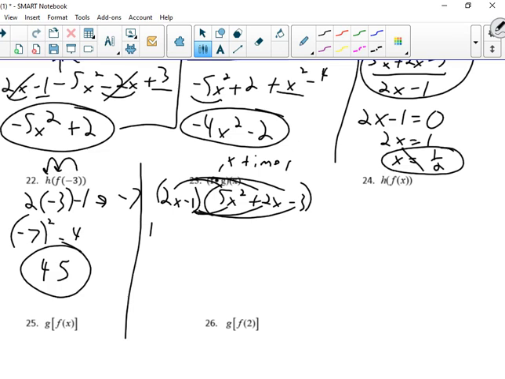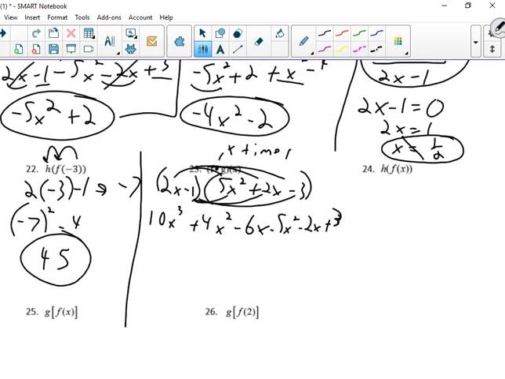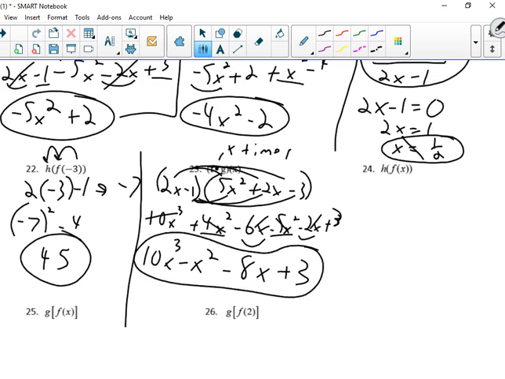2x times 5x squared is 10x cubed. 2x times 2x is 4x squared. 2x times negative 3 is negative 6x. Now we just make everything negative. Minus 5x squared minus 2x plus 3, which we already had in the first two problems. Now, join like terms. Well, 10x cubed has no friends. Boom. 4x squared minus 5x squared is minus x squared. Done with those. Negative 6x minus 2x is negative 8x. We're done with those. Plus 3. Finito.